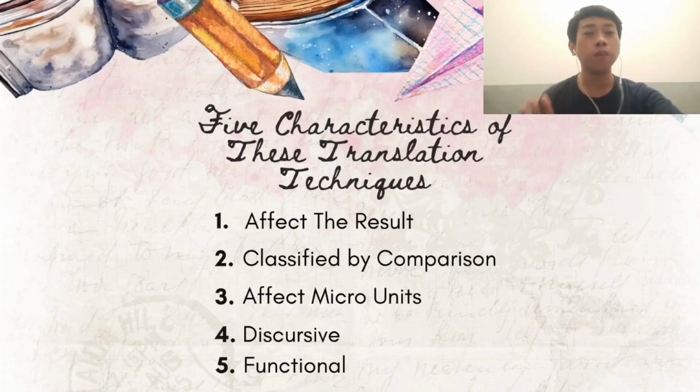So this is the heart of our presentation. We don't choose techniques randomly, because we choose them to fulfill a specific purpose, whether it's to sound natural, to be funny, or to respect a culture. Understanding these 5 traits is the secret to moving beyond word-for-word translation and becoming a cultural mediator.